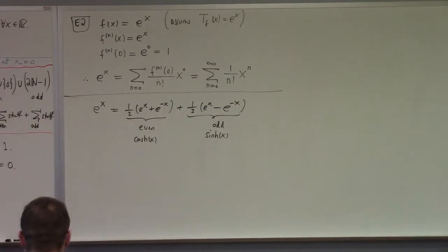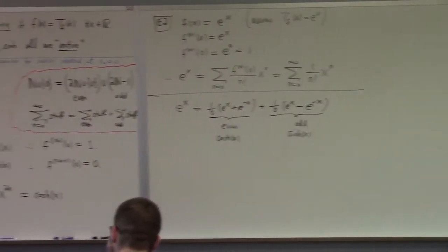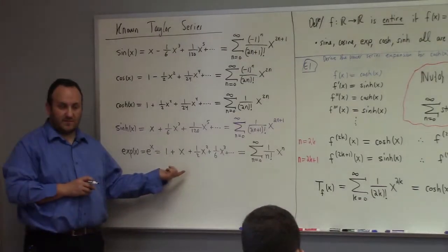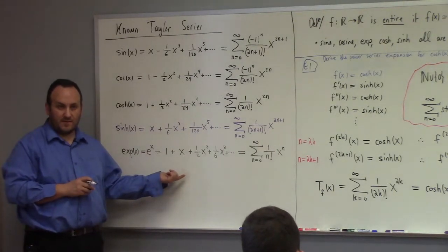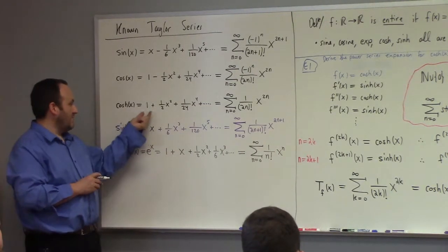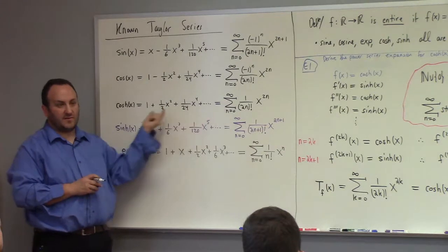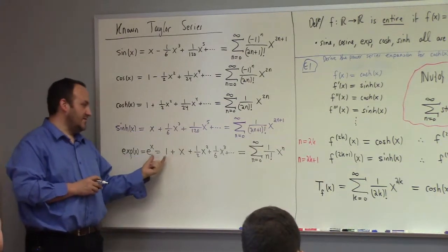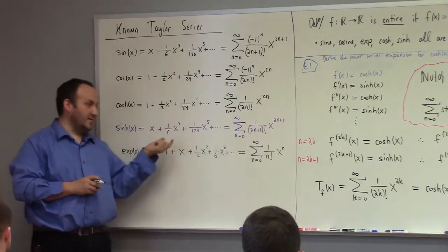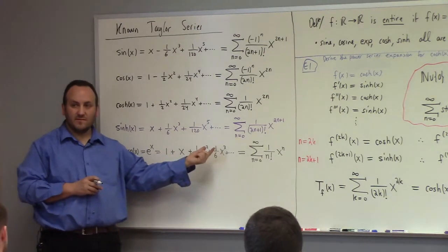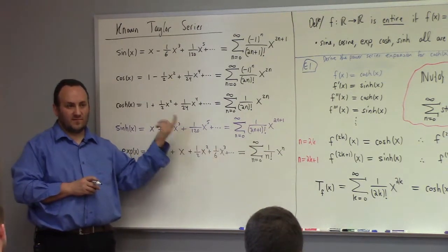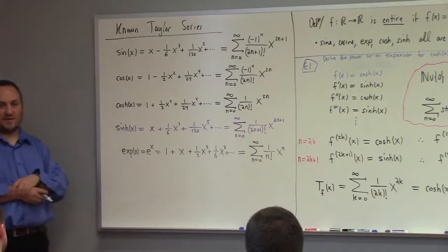And you see how this story continues at the level of power series, right? If you take the exponential series and look at the subseries of even power terms, what do you get? You get the power series for cosh. If you look at the subseries of odd power terms, you get the power series for sinh. This makes a lot of sense, right?